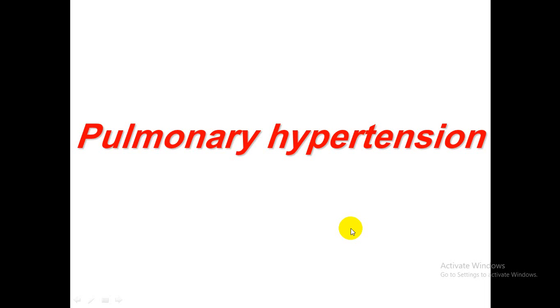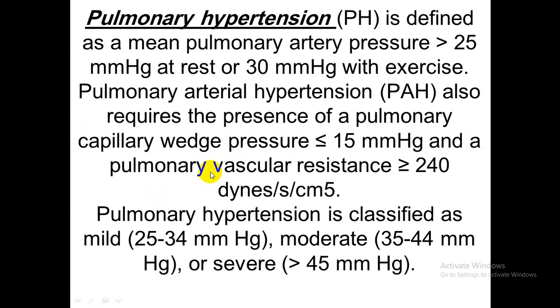اليوم موضوع المحاضرة هو البلمونري هايبرتنشن. مثل ما عندنا مصطلح الارتيريال هايبرتنشن بشكل عام او systemic hypertension، عندنا also pulmonary hypertension. Pulmonary hypertension diagnosed when the pulmonary artery pressure increases more than the normal range, which is 25 mmHg at the rest and 30 mmHg at the exercise. When the pulmonary artery pressure increased more than these readings, it indicates pulmonary hypertension.